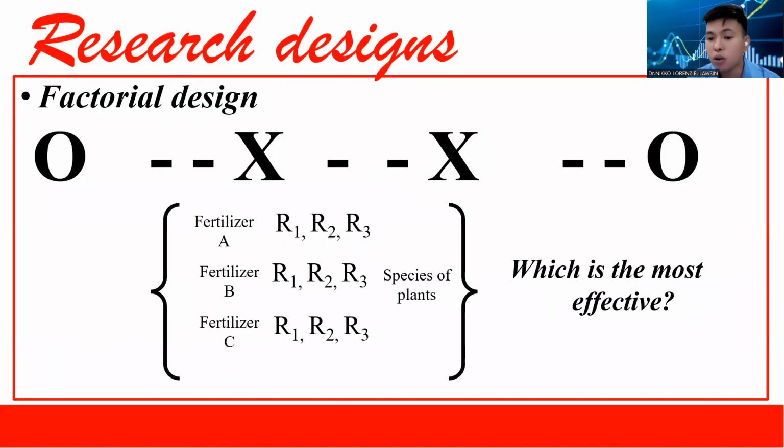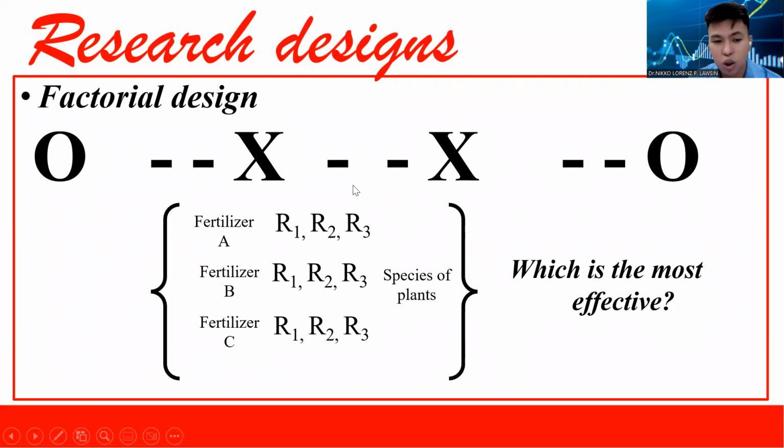The next one is factorial design. So the difference in factorial design, you have the pre-test, treatment 1, treatment 2, and then post-test. So at this point, we are introducing two sets of treatment. It could be the first factor that you are investigating. It could be the type of fertilizer that you are using. Second one, the species of plant where you apply these fertilizers.